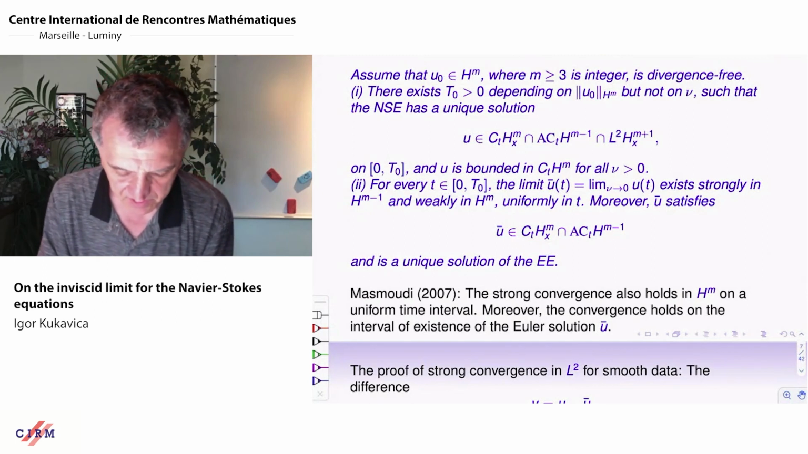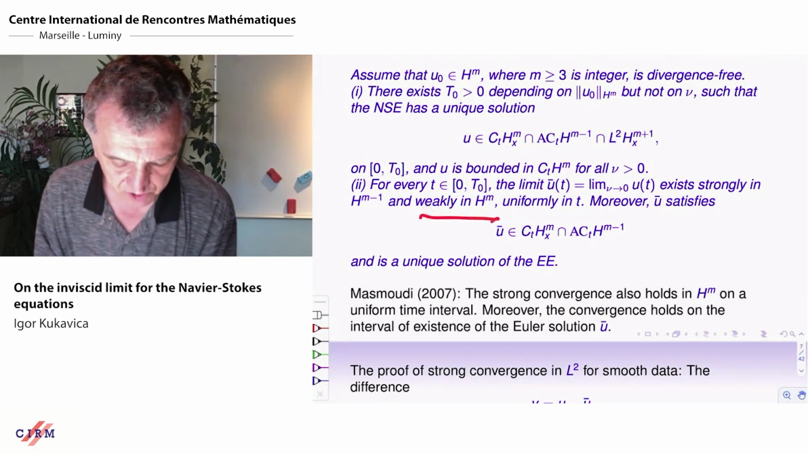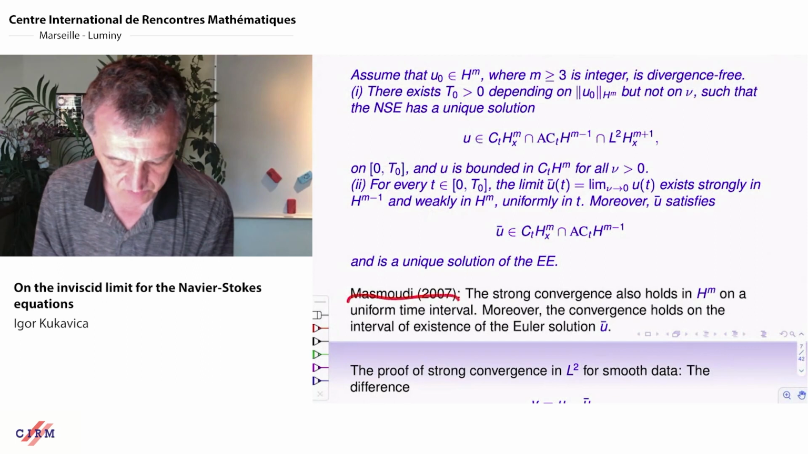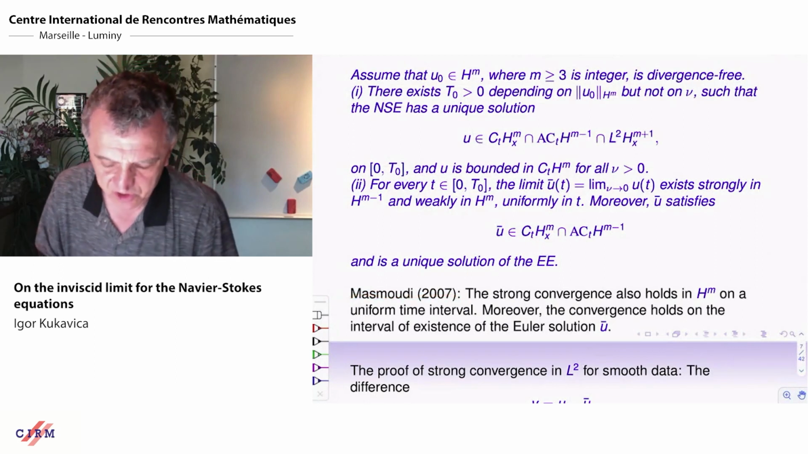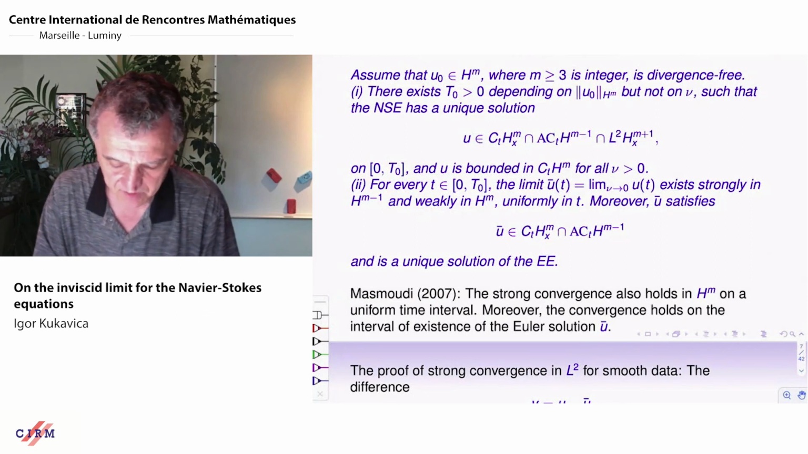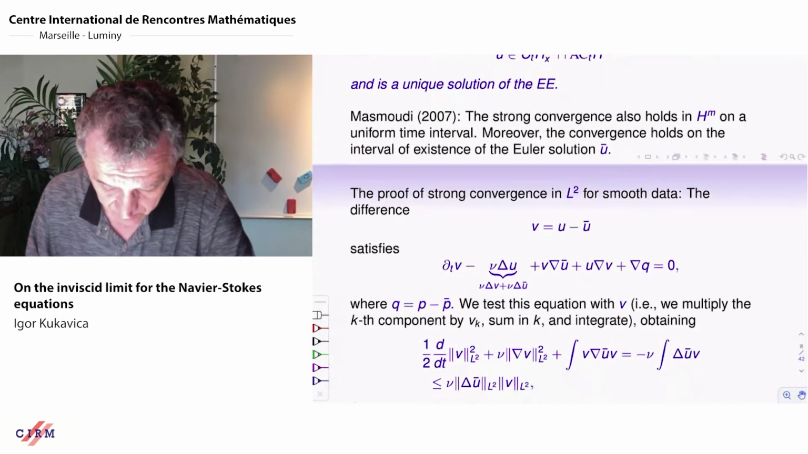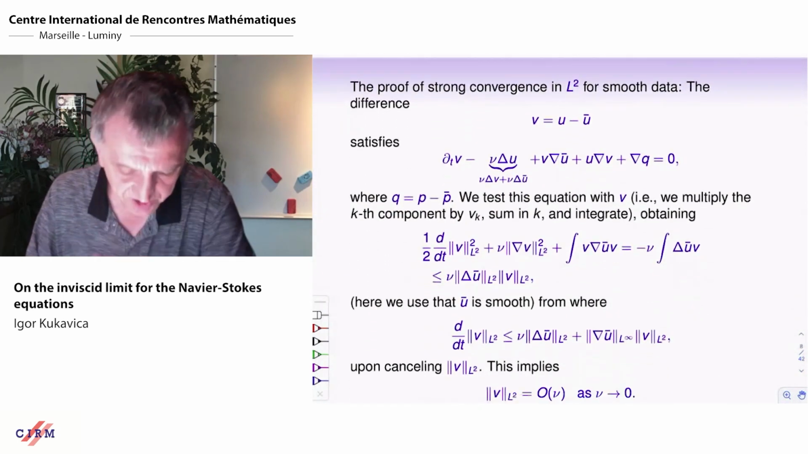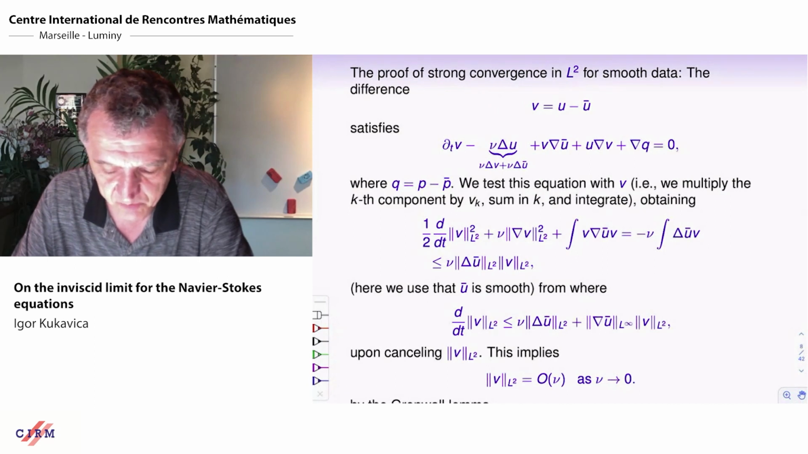So clearly something is not satisfactory, the weak convergence in H^m, and this was resolved by Masmoudi in 2007, who proved that the strong convergence also holds in H^m by an argument. Here is the proof of the strong convergence in L2. Actually, the most natural proof works.